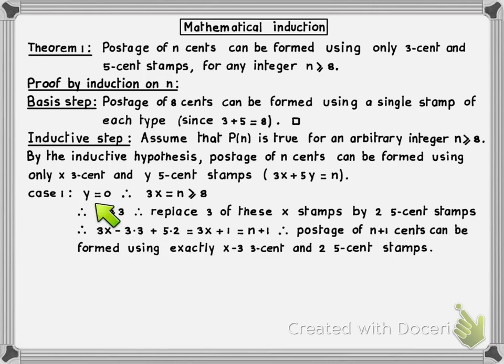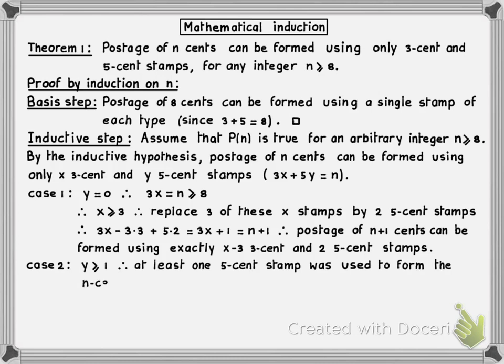So what happens when we actually use at least 1 5-cent stamp to form the amount n? Well, that's case number 2. y is greater than or equal to 1. Now, we won't be able to follow the same reasoning as in case 1, but here is what we can do instead. Since we used at least 1 5-cent stamp to form the amount n, then we can pick one of those 5-cent stamps and replace it with 2 3-cent stamps.